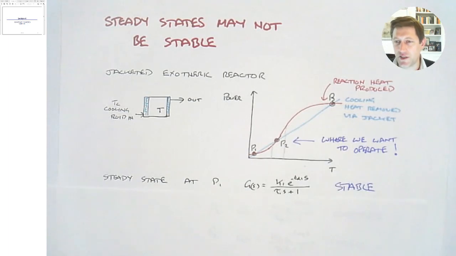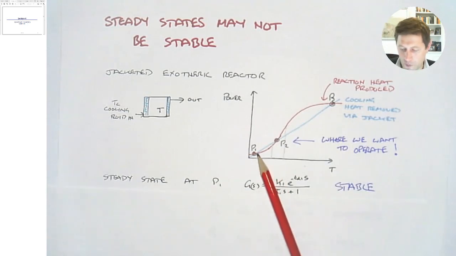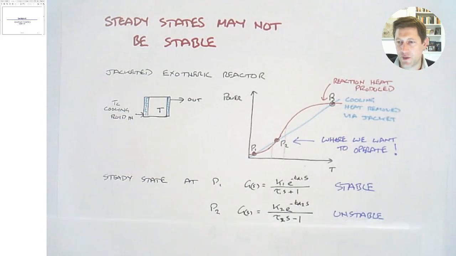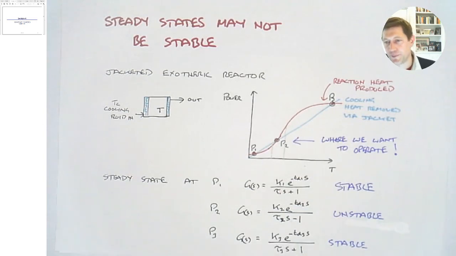Looking at the transfer functions, we would know that the process can be described with a transfer function. At P1, the transfer function is going to be stable, so it would be of this form here. But at P2, it's unstable, so we'd have a -1 on the transfer function there. Likewise, at P3, it's stable again, and we have a +1.